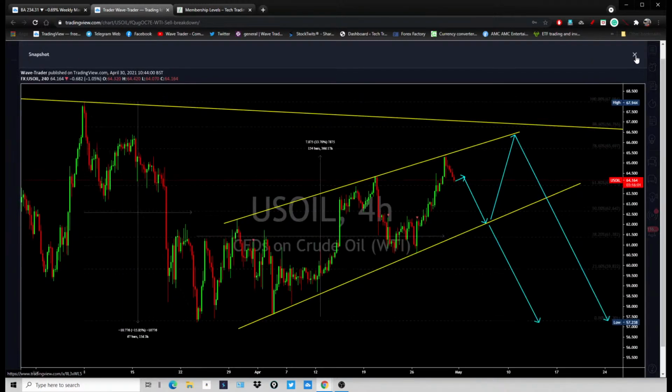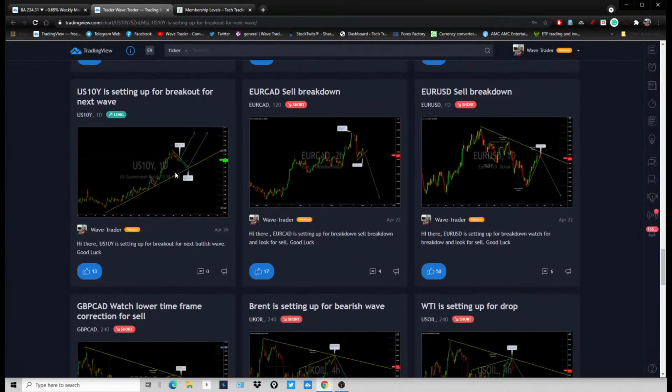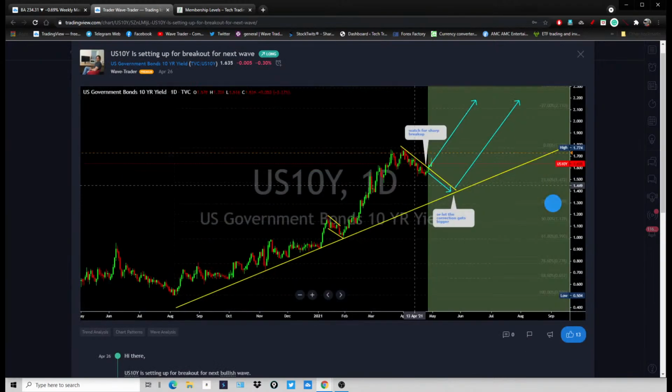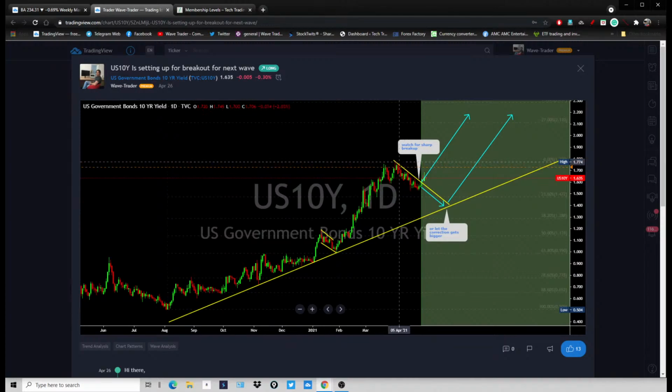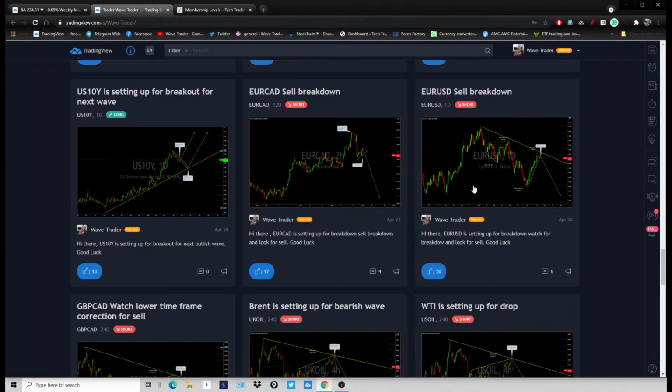That's the updated chart. All right, and the US 10-year yield also broke out. You are looking for this to just keep pushing higher, at least up to 1.80 or 2%.